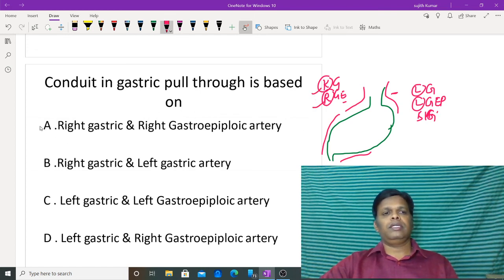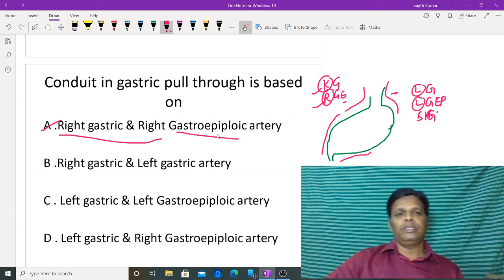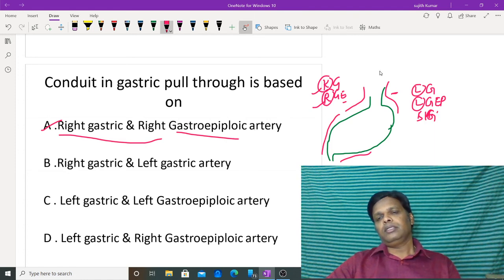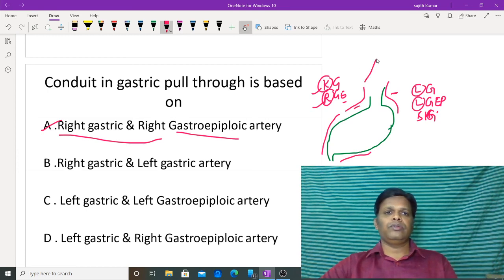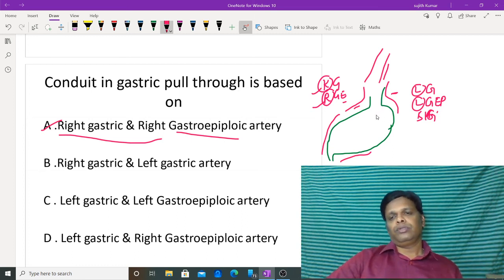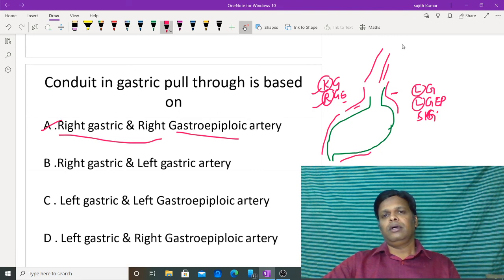So the answer is A: you have to preserve the right gastric and right gastroepiploic artery. The remaining, that is the left gastric, left gastroepiploic and short gastric arteries, you divide, and mobilize the stomach, pull it through, and take the stomach to the posterior mediastinum. In which way can you take it? There are many ways the gastric pull-through can be done. The commonest and shortest route is the posterior mediastinum.